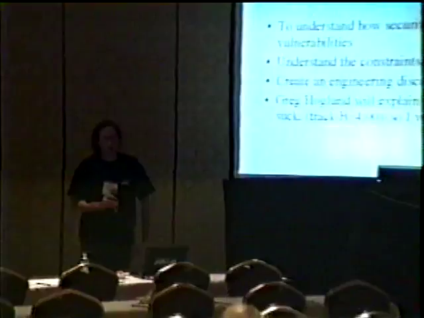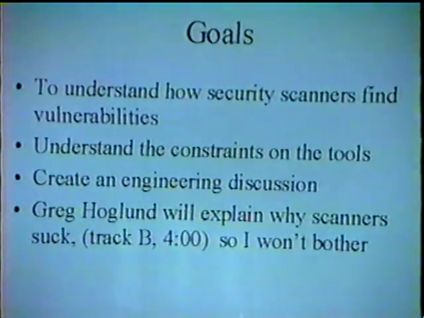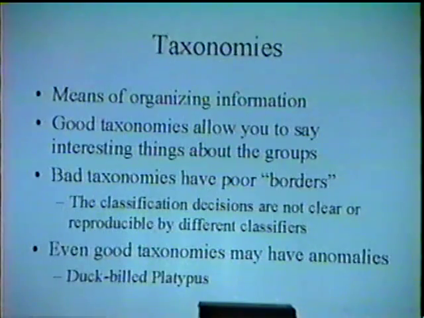So how do scanners find vulnerabilities? What are the constraints? Why do we use these bizarre inference methods? Why don't we always just do exploit testing and actually go in and see if the vulnerability is really there? And lastly, I want to say that Greg Hoagland will be talking at 4 o'clock today on why scanners suck. It should be a very good talk, and I'm not going to focus on a lot of that stuff because he seems to have covered it well. So I'm just going to explain to you how we do these things.